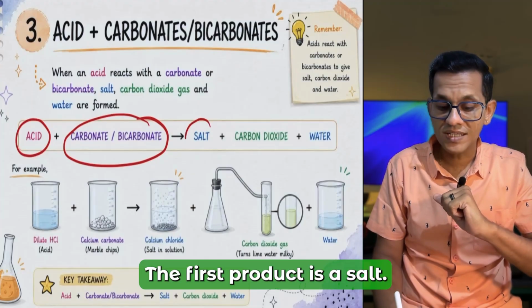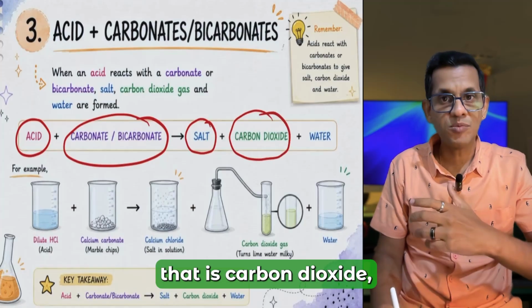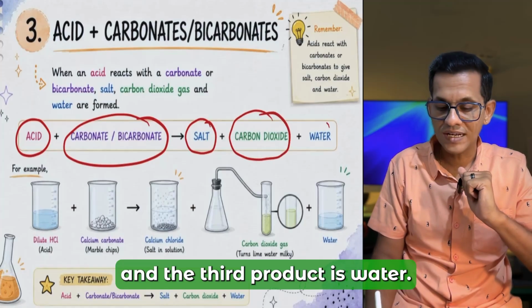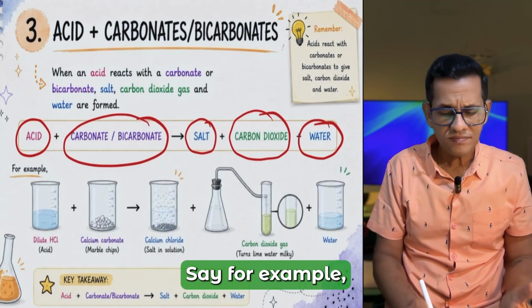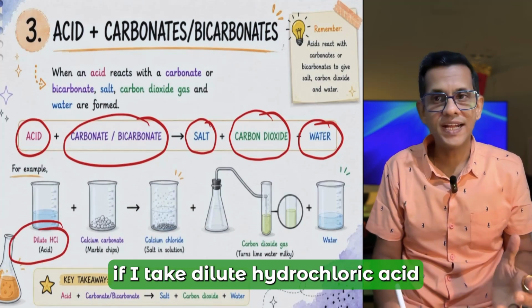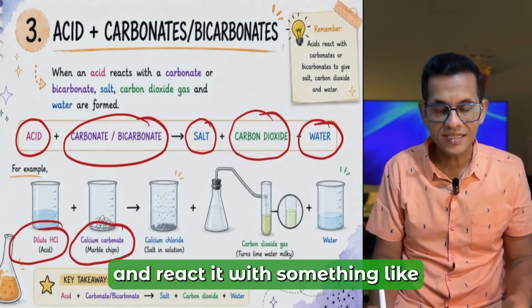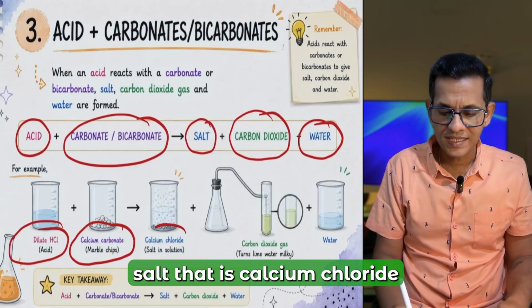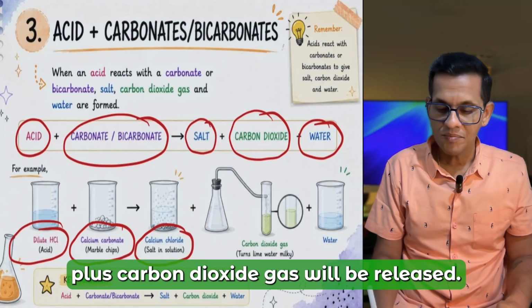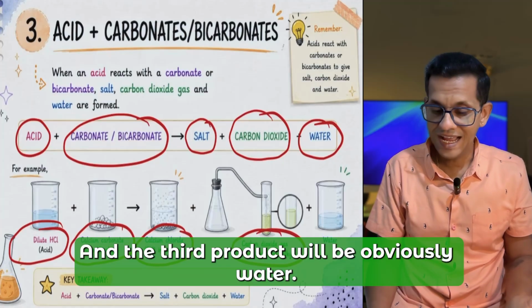The first product is a salt, the second product is a gas, that is carbon dioxide, and the third product is water. Say for example, if I take dilute hydrochloric acid and react it with something like calcium carbonate, I'll get a salt, that is calcium chloride, plus carbon dioxide gas will be released, and the third product will obviously be water.